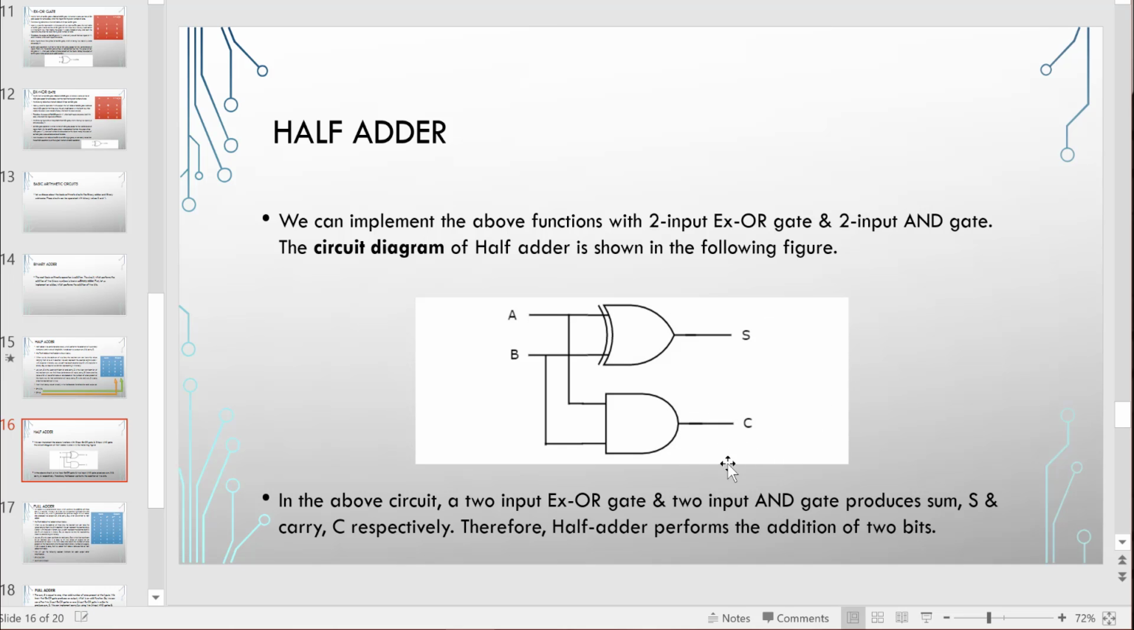So it will be the circuit diagram of the half adder. And as you have seen, there are two logic gates used in the half adder: one is the exclusive OR gate and the other is the AND gate.